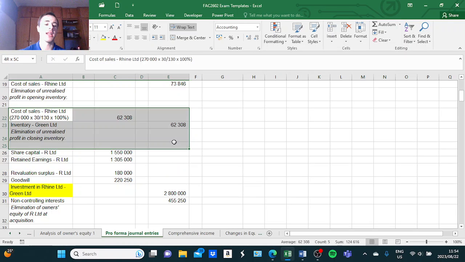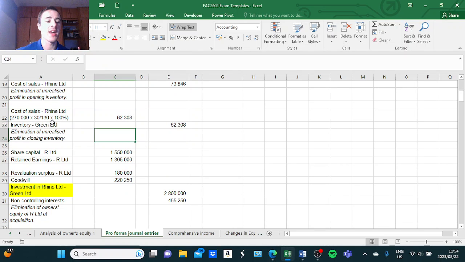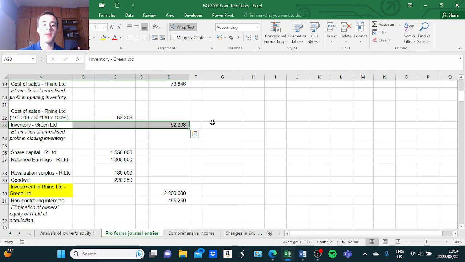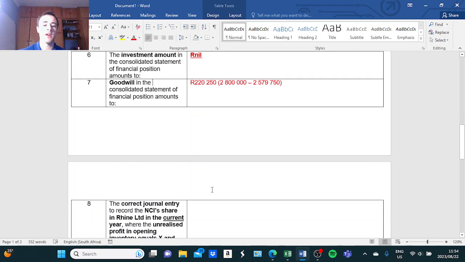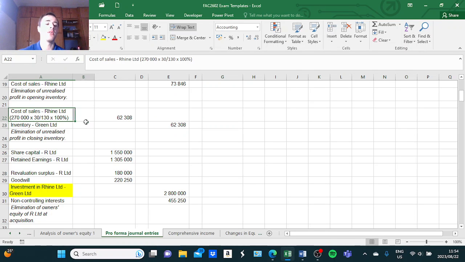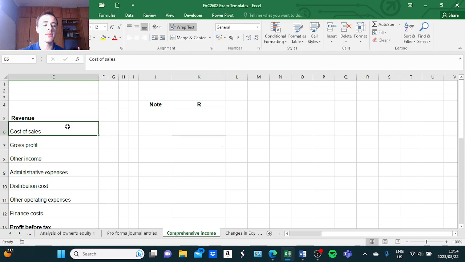Right, now we refer to the elimination of the unrealized profit in closing inventory. We have already dealt with the inventory component. Okay, I believe it was in question 5. Yeah, question 5, we have already addressed the inventory component. So in this journal entry, we are debiting cost of sales for Rhine Limited, and because it involves the elimination of an unrealized profit, we also need to show this adjustment in the analysis of owner's equity because the subsidiary's account is affected. Alright, so again, you will show this in the cost of sales line item as a positive adjustment because cost of sales is debited, so therefore the group's cost of sales will increase.